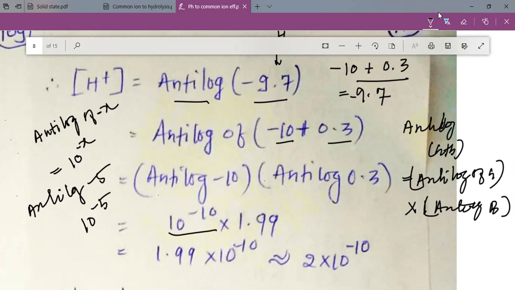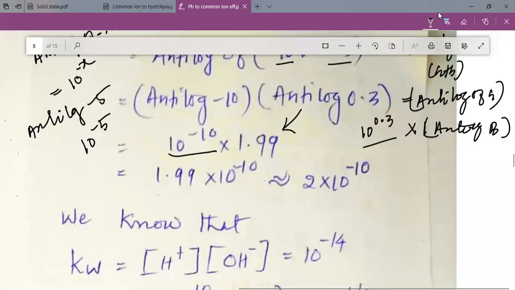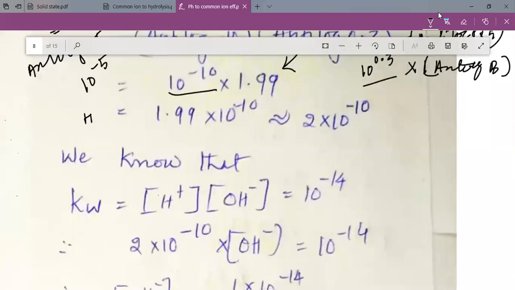Same way, antilog of 0.3 is nothing but 10 to the power 0.3. But to understand, we have a table which we call a log table, and thus antilog of 0.3 from the log table we can get this value 1.99, and ultimately we can find the value for our H plus concentration, which is equal to 1.99 into 10 to the power minus 10, which is approximately equal to 2 into 10 to the power minus 10.